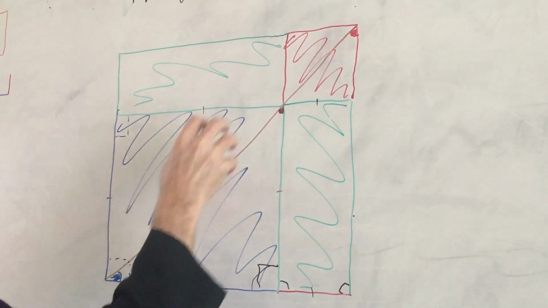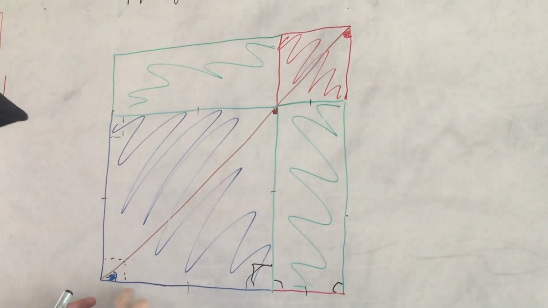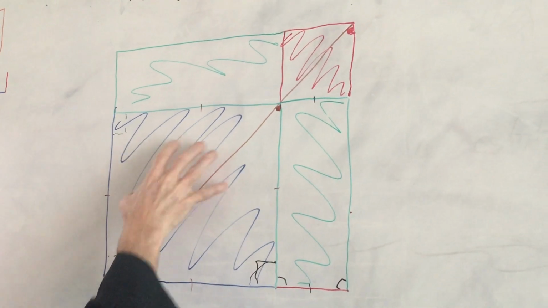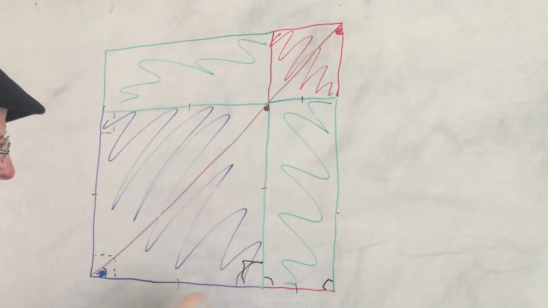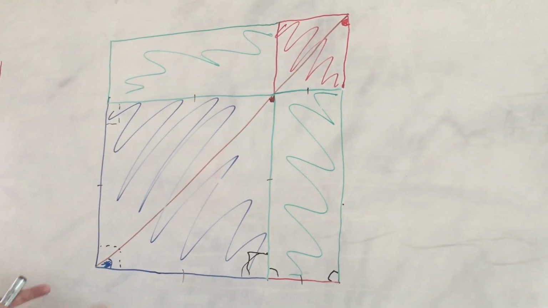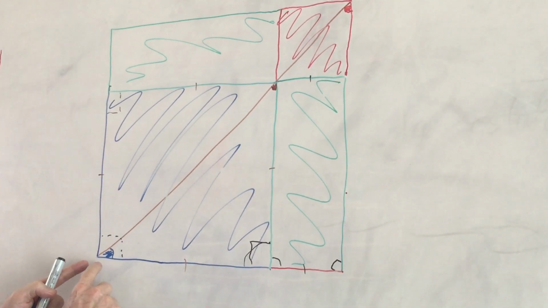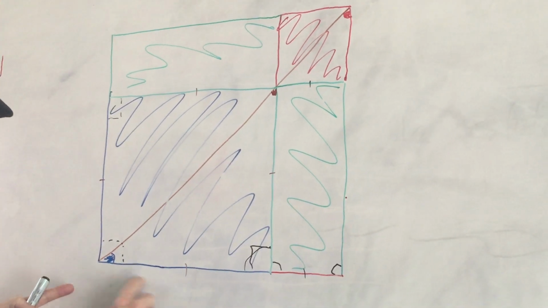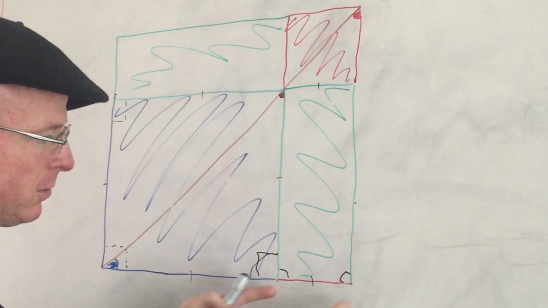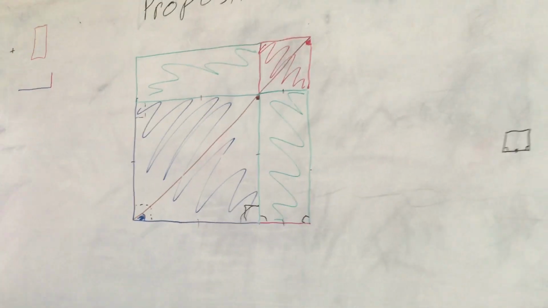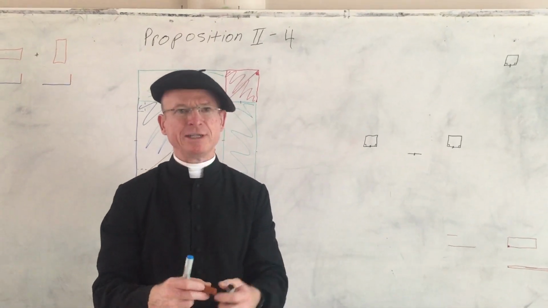If this big chunk is equal to this chunk plus this chunk plus this chunk plus this chunk, and this big old chunk is the square on this line, and this chunk is the square on this line, and this chunk is the square on this line, and these two chunks are the rectangle contained by this line and this line, then it must be the case, as the big chunk is equal to the little chunks, that the square on the big line is equal to the square on one of the segments plus the square on the other segment, plus twice the rectangle contained by the two segments. I could have done that better, more clearly, but I'm really trying to make sure you guys see it.